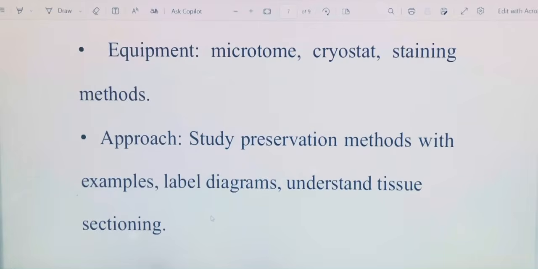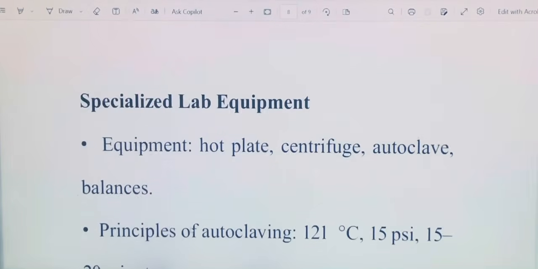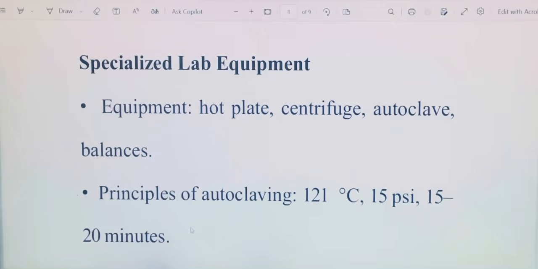Okay, that is the best approach to remembering. Study preservation methods with examples, label diagrams, and understand tissue sectioning. All right, so that is that. Now, specialized lab equipment. This one is actually you studying special laboratory equipment in the laboratory.